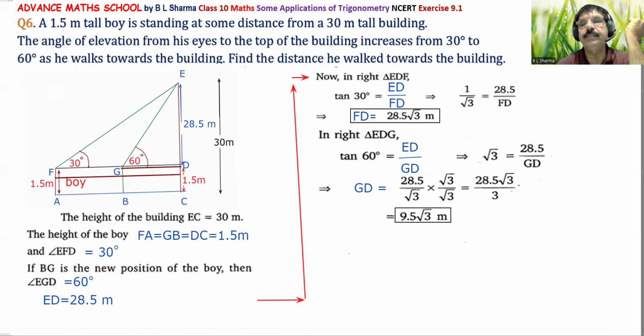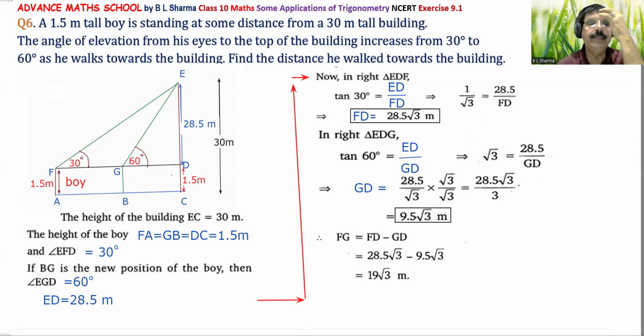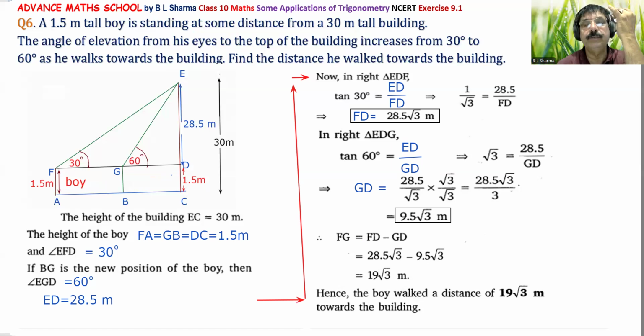So what is FG? Subtract कर दें. Therefore, FG is equal to FD minus GD, that is 28.5 root 3 minus 9.5 root 3, that is equal to 19 root 3 meter. यही हमारा आंसर. You can write the answer statement. That's why the boy walked a distance 19 root 3 meter towards the building. That's all.